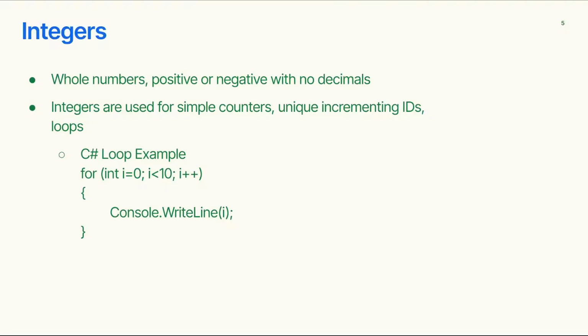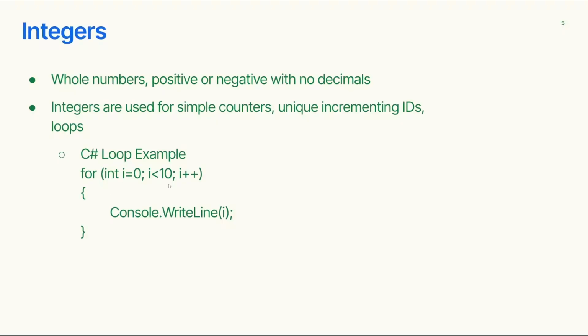Integers are whole numbers, positive or negative, with no decimals. Integers are used for simple counters, unique IDs, loops, etc. And here we have a nice little for loop example in C sharp. The syntax for this is for, parenthesis, int i equals 0. So with your integers here, you're initializing i to equal 0. i is less than 10. This is how far the loop is going to go. And then i plus plus increments i from 0 to 1 to 2 to 3.